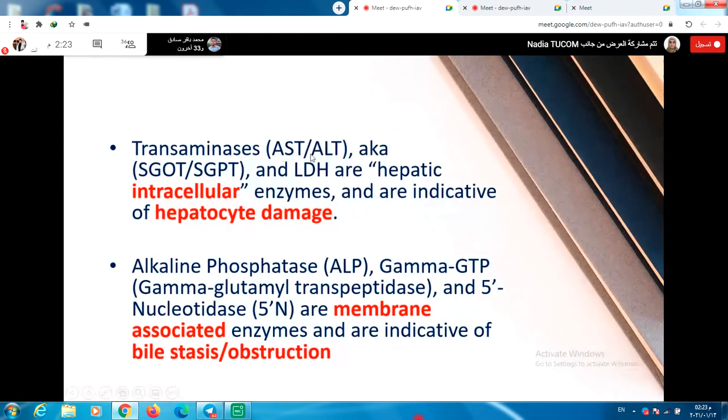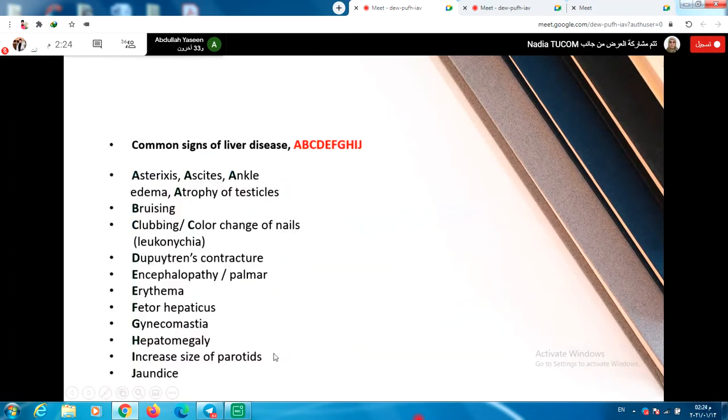Transaminases, AST and ALT, also known as SGOT and SGPT, and lactate dehydrogenase are hepatic intracellular enzymes that indicate hepatocellular damage, whereas alkaline phosphatase, gamma-glutamyl transpeptidase, and 5-nucleotidase are membrane-associated enzymes and are indicative of bile stasis or biliary obstruction.